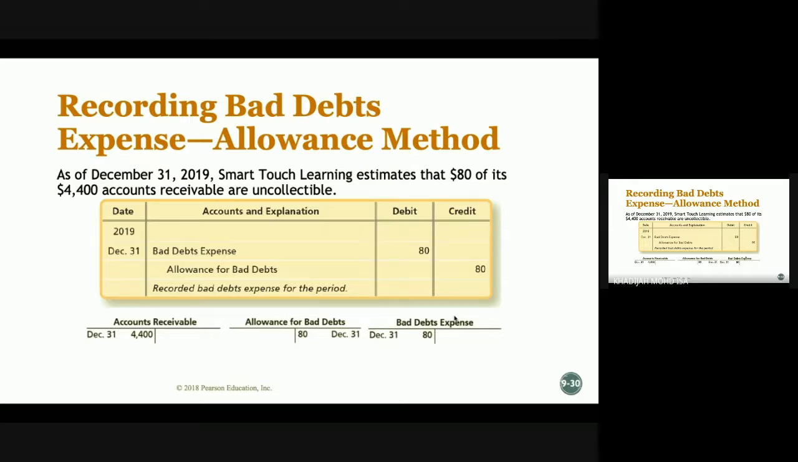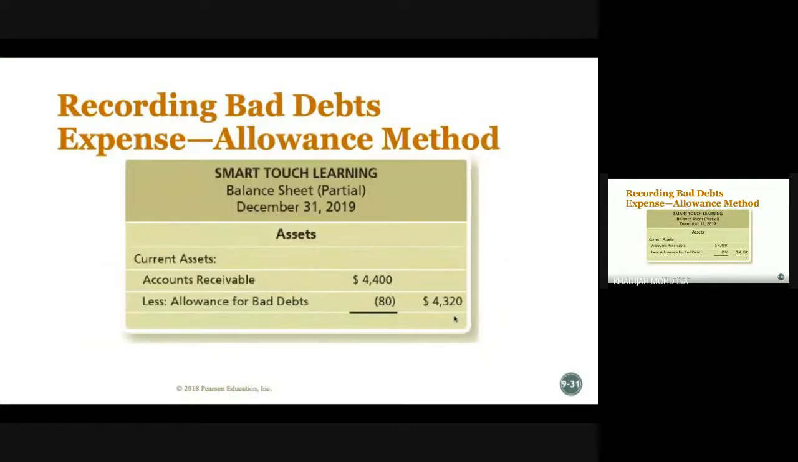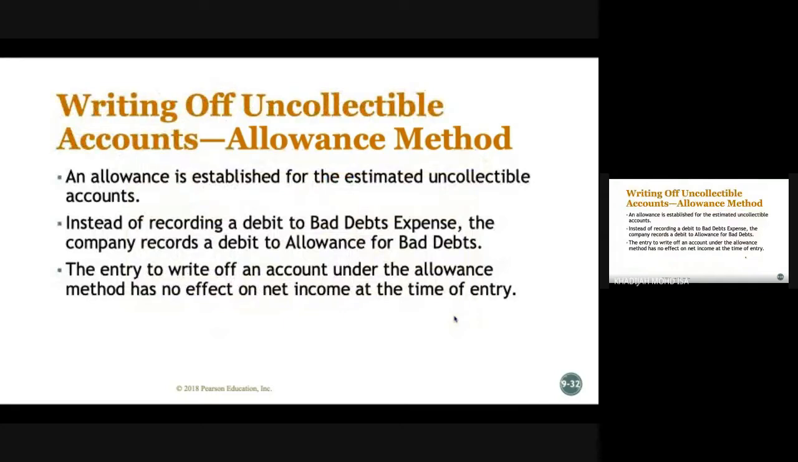So you have to follow this method. Whenever you have an estimate, you are going to debit your bad debt expense and credit your allowance for bad debts. Then you have to show your allowance for bad debts as a contra against your accounts receivable.